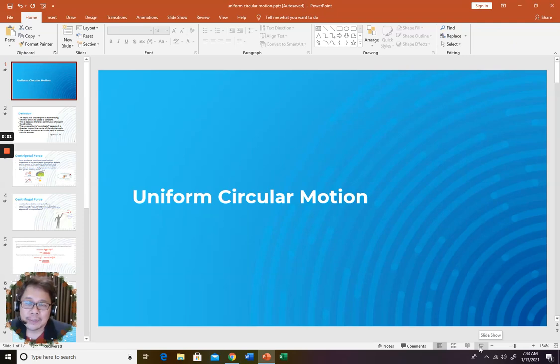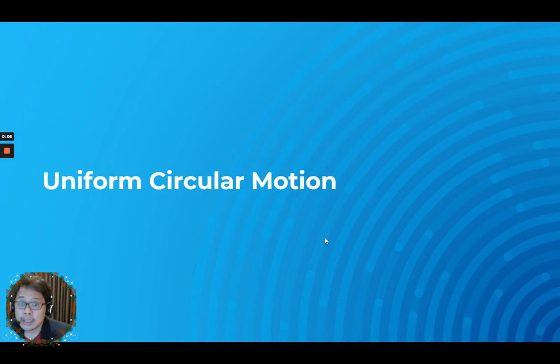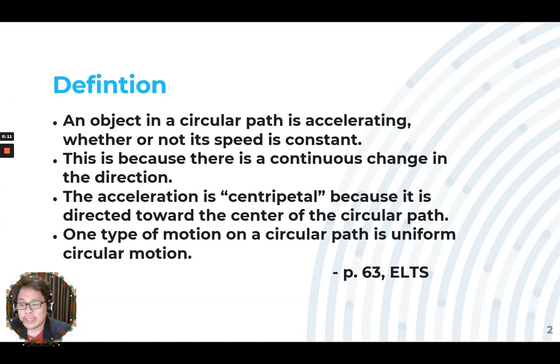Good day. So we are going to have our next topic, which is uniform circular motion. Let us have the definition of terms. An object in a circular path is accelerating, whether or not its speed is constant. For example, you have an object that is moving around at 50 kilometers per hour on a circular path. Even though the magnitude is constant at 50 kilometers per hour, there can be acceleration because the direction of the object is constantly changing.